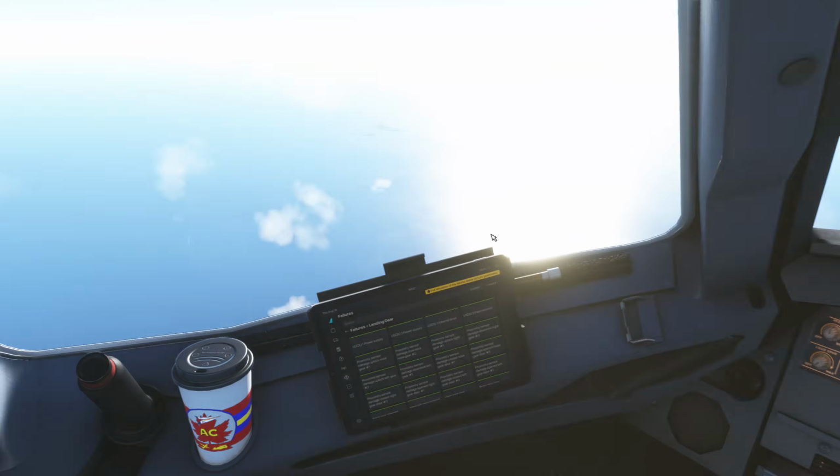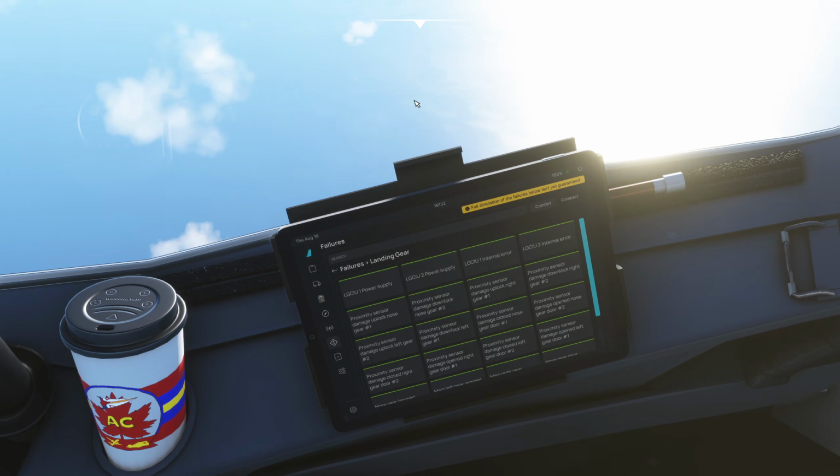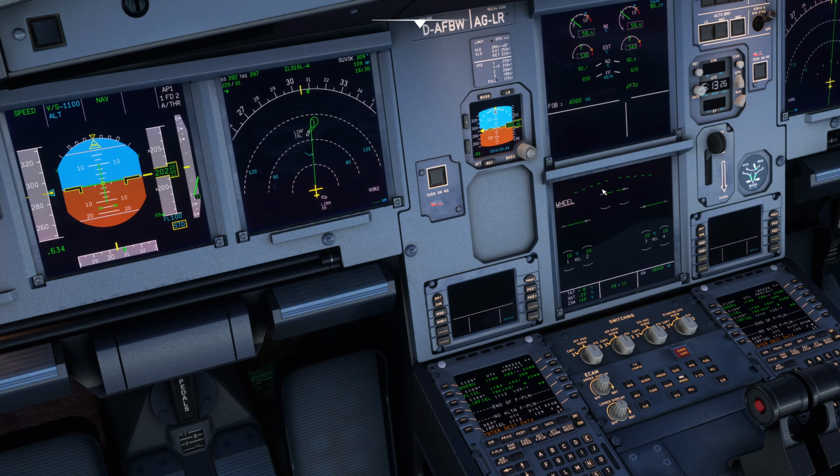So that's one failure, and another one I'm just curious to try is the LGCIU. If we lose those, so the LGCIUs are an important part of the A320. When we raise and lower landing gear, you'll actually see the triangles displayed, which will show the fact that they are working.